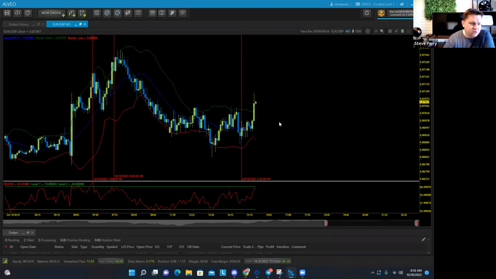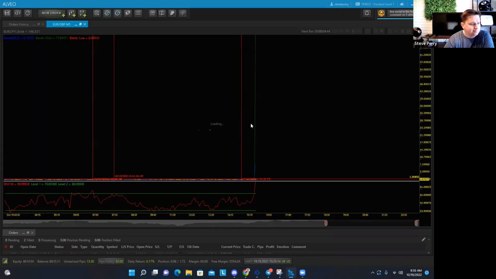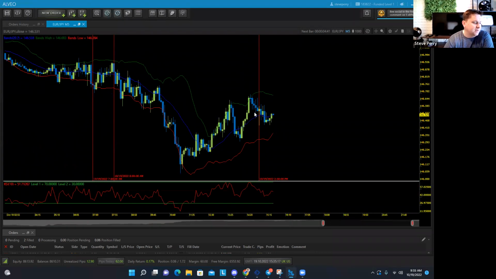Okay, this would be an opportunity on the euro pound, but again, we're staying away from the pound because there was some recent news last night on the pound inflation. So as much as it's tempting to want it, I think we need to stay away from it.